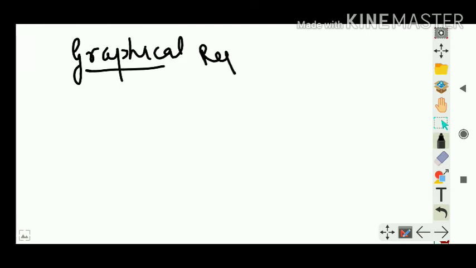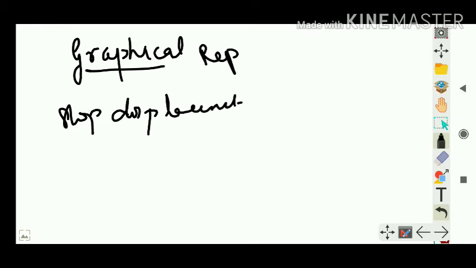Of all, I mean the displacement time graph, distance time graph, velocity time graph, acceleration time graph. I'm not going to separate it individually, we will club it. Suppose you know that the slope of a distance time graph, or let's say the slope of a displacement time graph, what does it give? It gives you velocity.